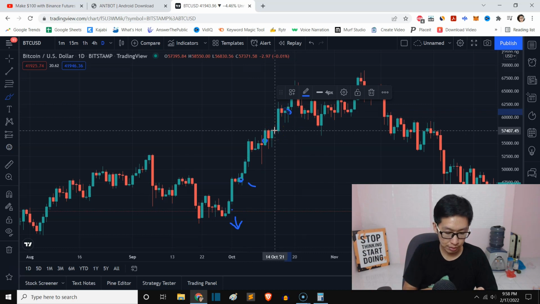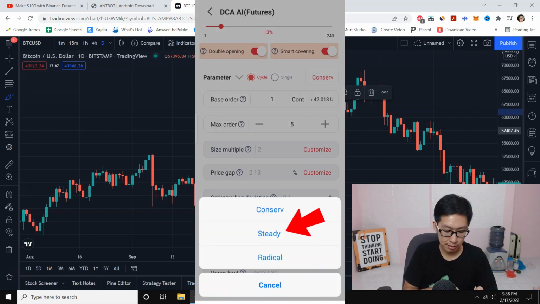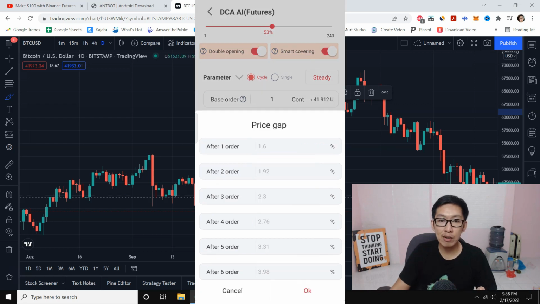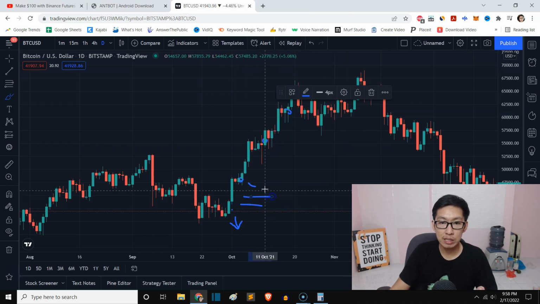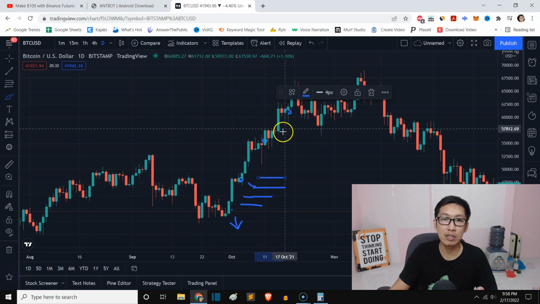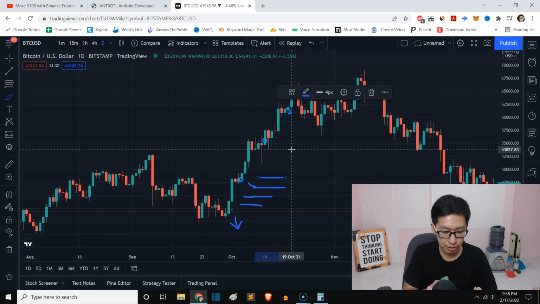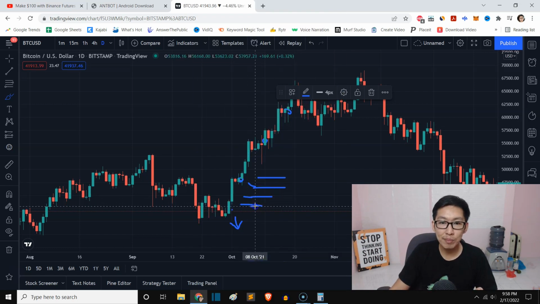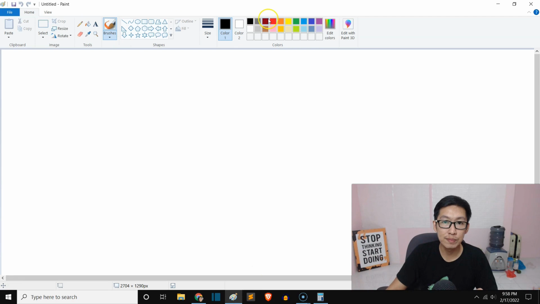If you choose steady, you see the gap now becomes closer, okay? So the gap is now this close, it's not farther away. And if you choose radical, you can see it's even much closer, okay? Let me draw this for you.